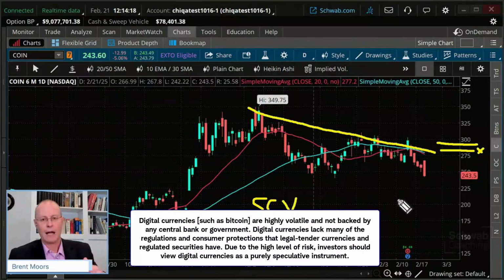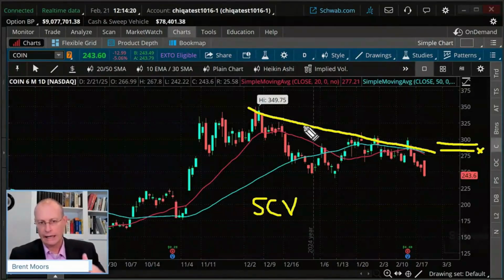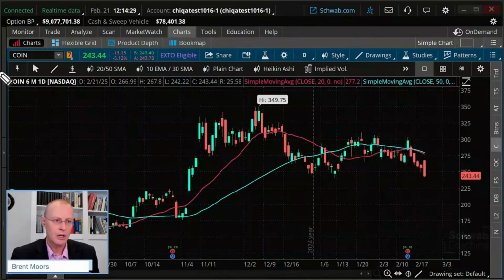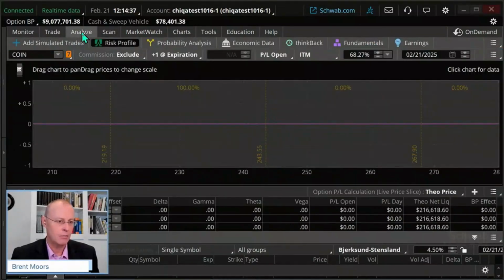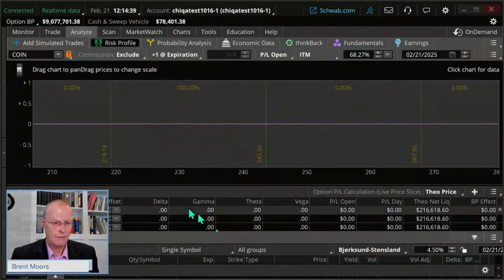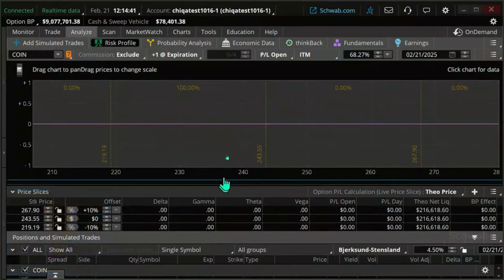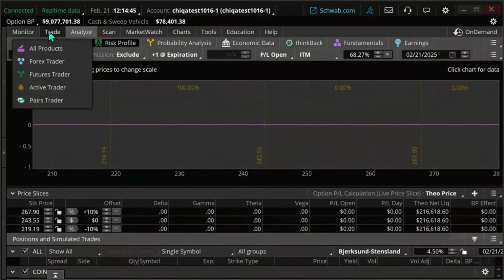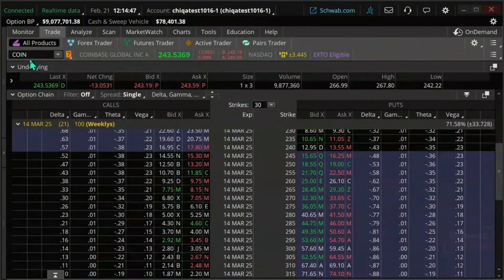So for bearish traders, if they thought this stock was going to stay below that 280 level, this would maybe be an example trade. So let's look at this as an example trade. And in fact, I think I may already have that in there. So I'm going to go straight to that Analyze tab. And I've got Coinbase in here. And actually, I don't have it in there. So here's what we're going to do. We're going to do what we did before. I'm going to go to Coinbase.